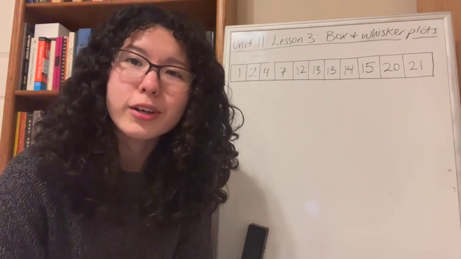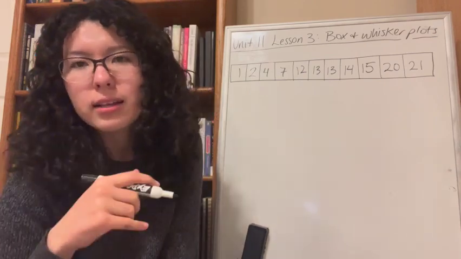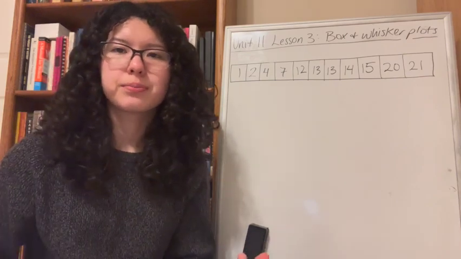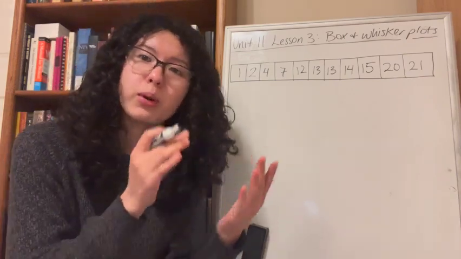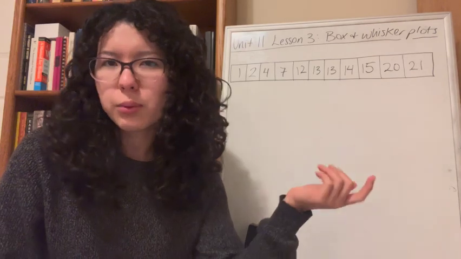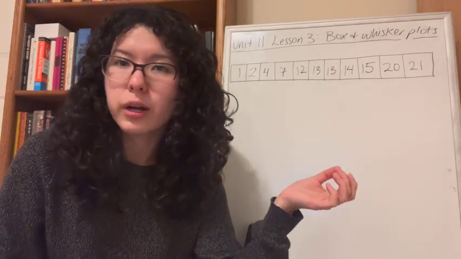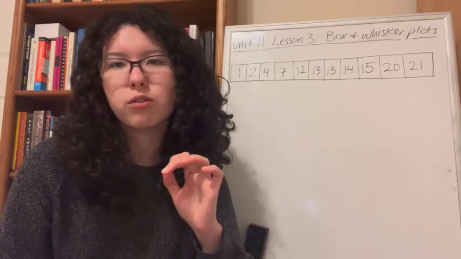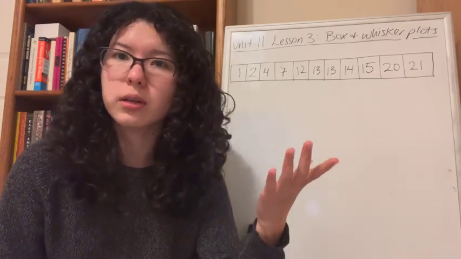Welcome to Lesson 3 of Unit 11. Last lesson we talked about histograms, which is one way to represent the spread of data. It allows you to see how many data points are in which spots. Today we're going to talk about box and whisker plots, which also allow us to see the spread of data, but also give us really important information about what we call quartiles.